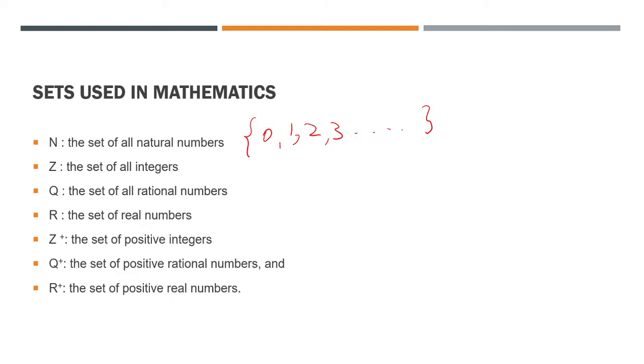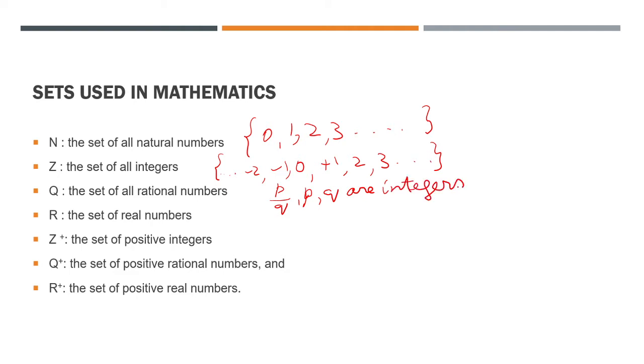The next one is Z. Z represents the set of all integers. The set of all integers includes positive numbers and negative numbers, so it ranges from minus infinity to plus infinity. Next one is Q, the set of all rational numbers. These are all numbers written in the form p by q, where p and q are integers, called rational numbers.